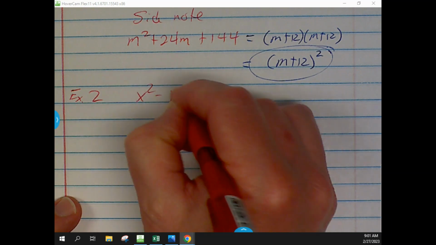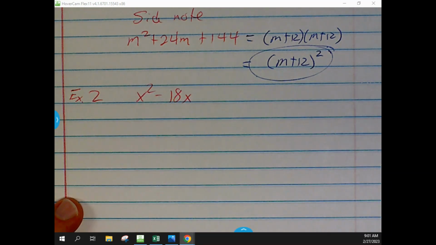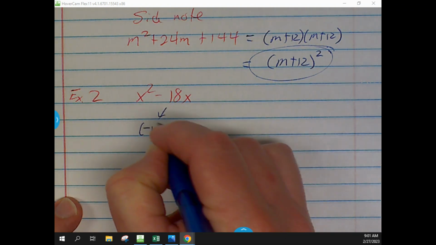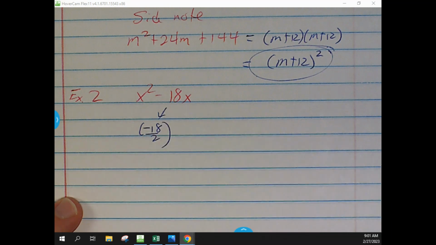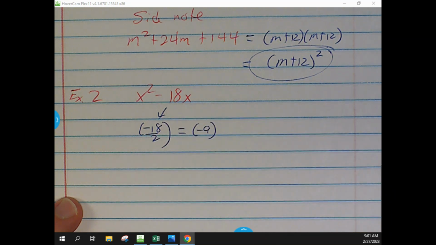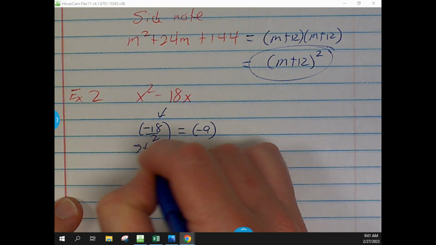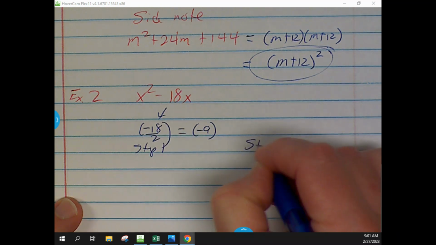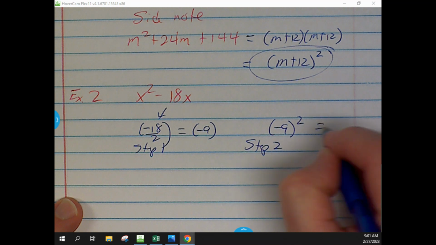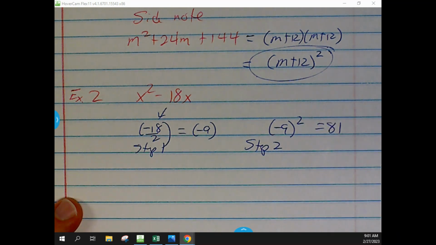All right, and it doesn't matter if that middle number is negative. If it's x squared minus 18x, you still take the b term and divide it by 2, which is negative 9. And then step 2, you just take the negative 9 and then you square it to get 81.